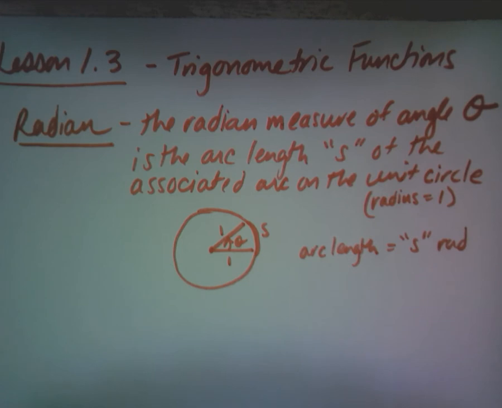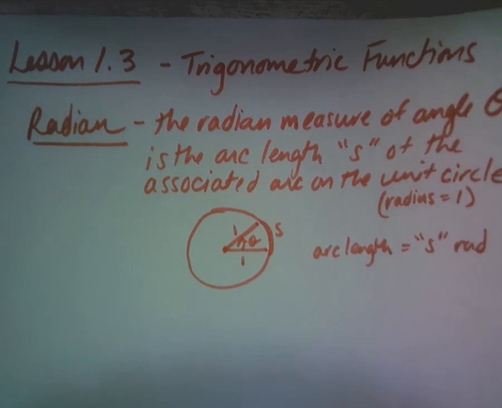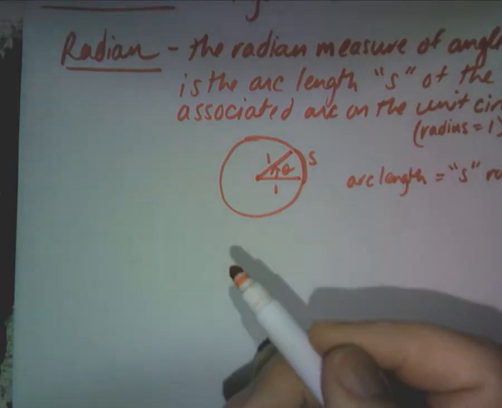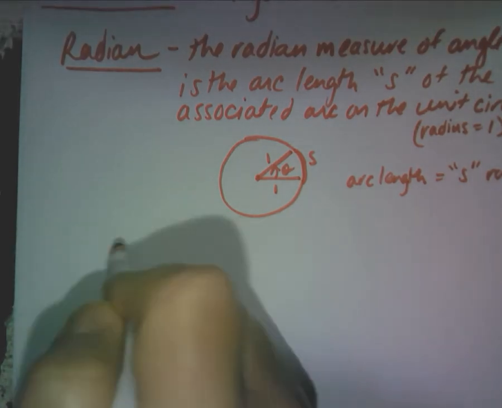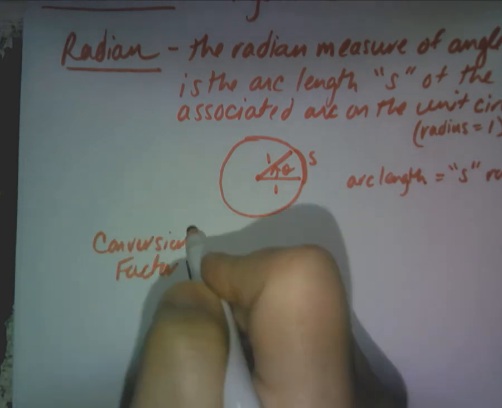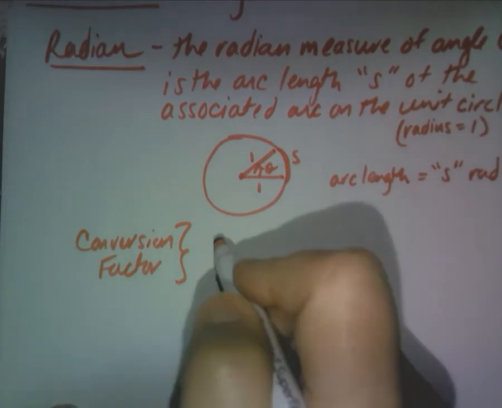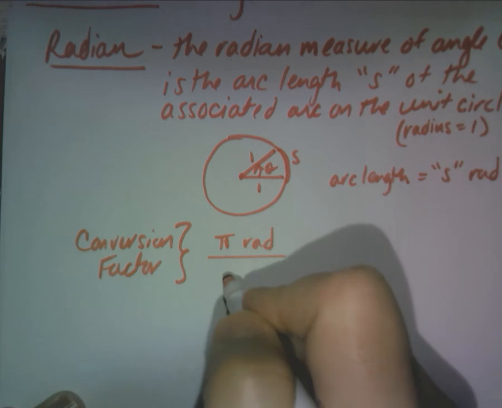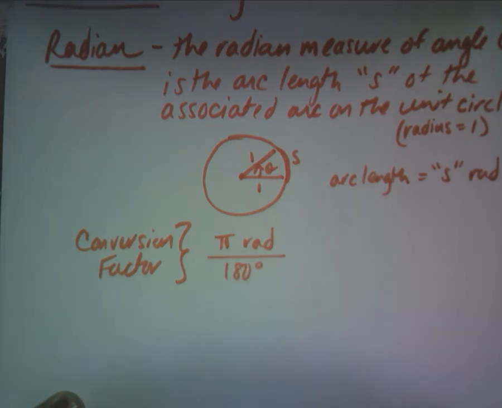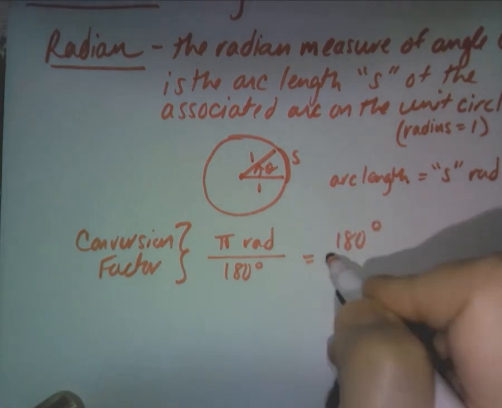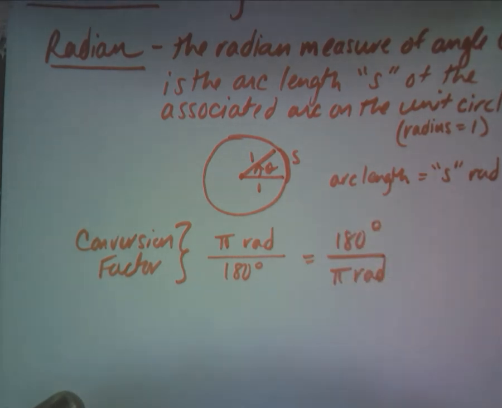Degrees was something you could get your mind through because you've done degrees for so long, but now you've got to kind of switch back over to radians. And the conversion factor is as follows, okay? Let's say the conversion factor, just like good old chemistry when you use conversion factors. Pi radians is equivalent to 180 degrees, okay? Which is the same as if I put 180 degrees on top and radians on the bottom. And that's how we convert.